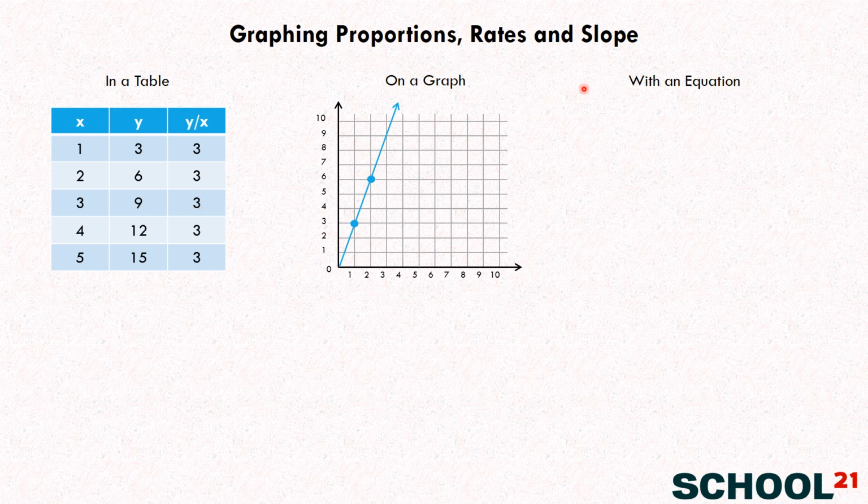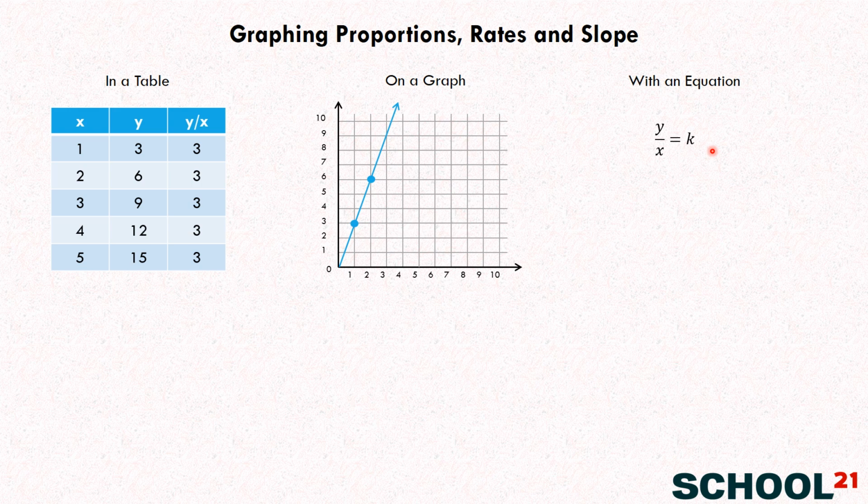Another great way to do this is to write it in an equation. So we already know that there's this idea that y divided by x is always the same number. In this case, it's 3. So when we write it over here, we can say y divided by x is a constant. It's always the same number. And a lot of times in math, when you have something that's a constant, you use the letter k.